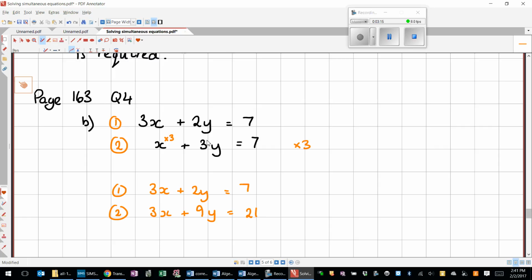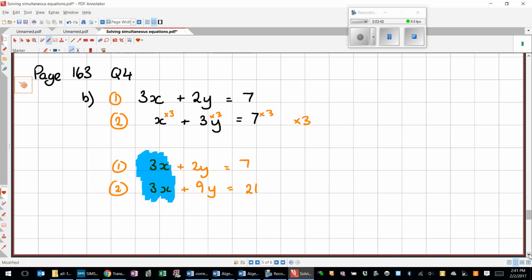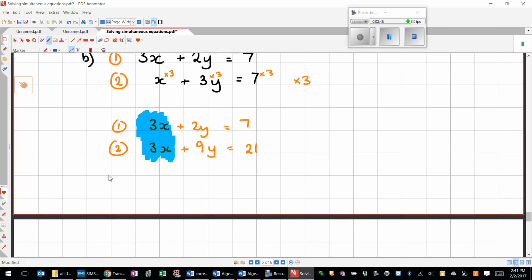Times 3, times 3, times 3. Don't forget to do every bit. So now our focus is on the x's. 3x and 3x, they're now the same coefficient. So we're now looking at it and saying, okay, do we add or subtract? And we subtract. Which one from which one would you go? 2 from 1, or 1 from 2? Yeah, 1 from 2.